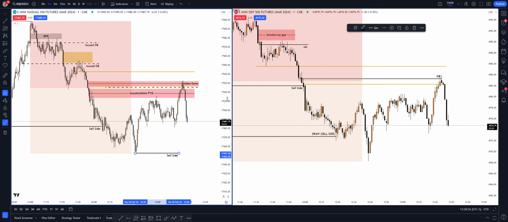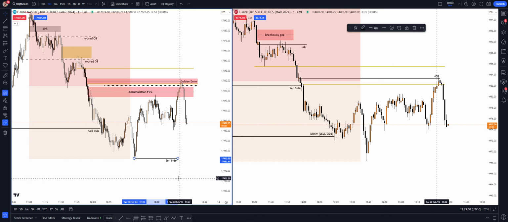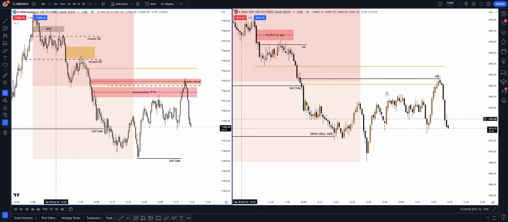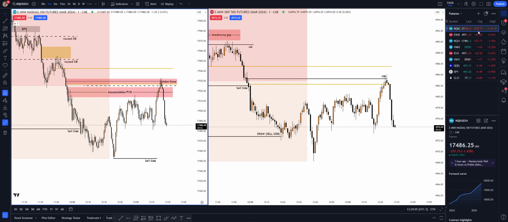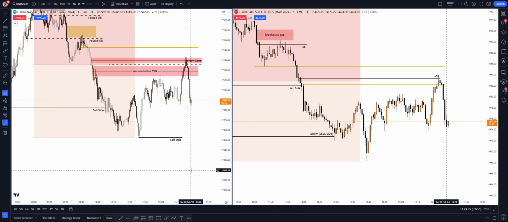We're definitely not getting the 1 hour market maker sell model draw on liquidity today, that's for sure, because it means we're already down 250 points on NASDAQ. That means it has to expand lower another 250 handles, which is not likely.